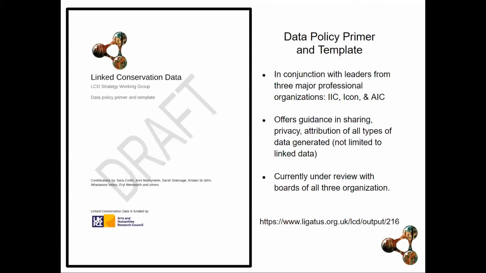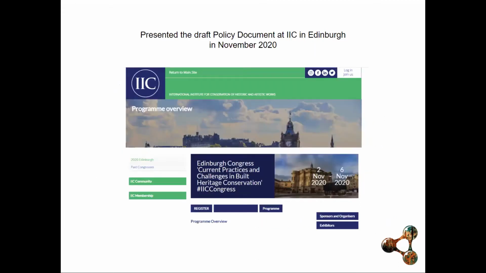In the area of dissemination, along with reports and updates, our most recent work has been focused on data policy. We have worked with 3 major professional organizations in the UK and the US, IIC, ICON, and AIC, to develop a draft data policy, offering, among other things, guidance in sharing, privacy, and attribution of all types of data generated. This is not limited to linked data. We presented this at IIC Edinburgh last November, and we encourage you all to review the draft policy primer and template on our website. It is now under consideration and review by all 3 organizations' boards.